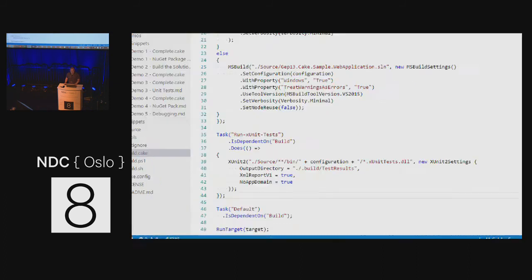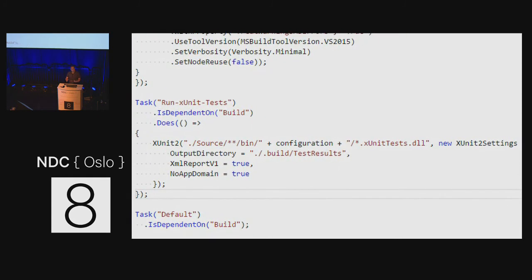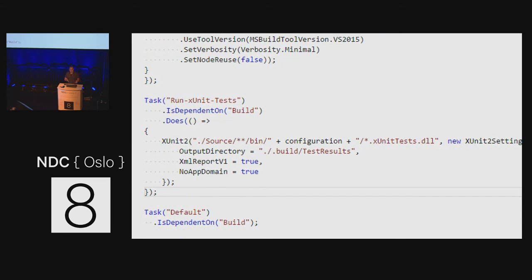So this is showing, again, we've got an XUnit2 alias. It takes a number of arguments. Those of you who are familiar with xUnit will be familiar with these things. So here I'm just setting a couple of things like the output directory, what kind of report I want to be generated, and where I can find the test DLLs that I actually want to execute.